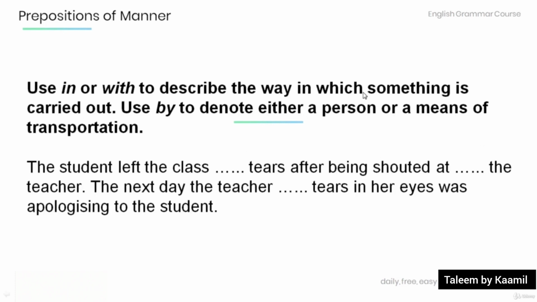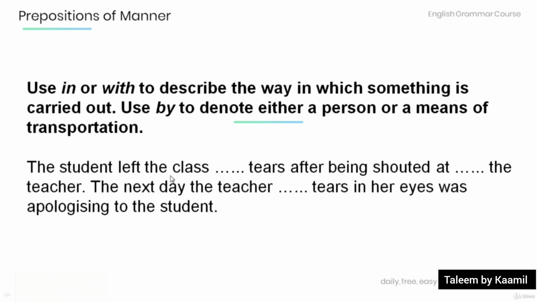And now, let's review and practice a bit. Remember that we use in or with to describe the way in which something is carried out, and we use by to denote either a person or a means of transportation. Now read the sentences below and fill in the blanks using the appropriate preposition of manner.